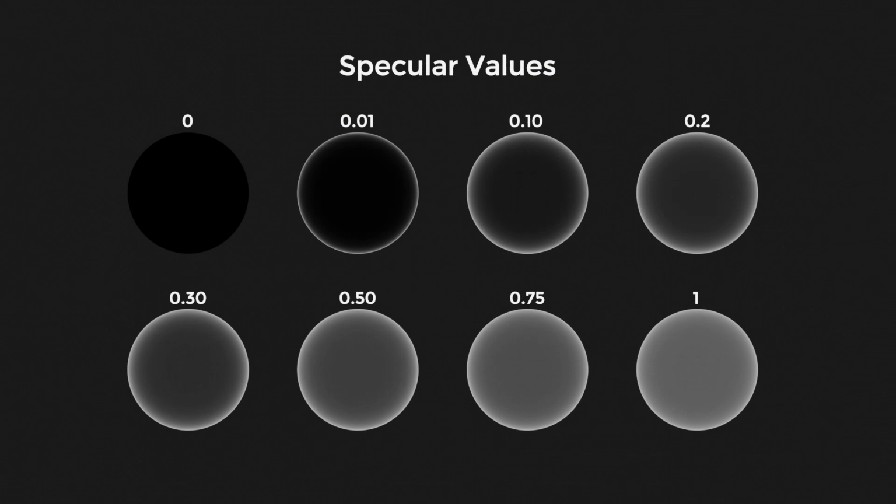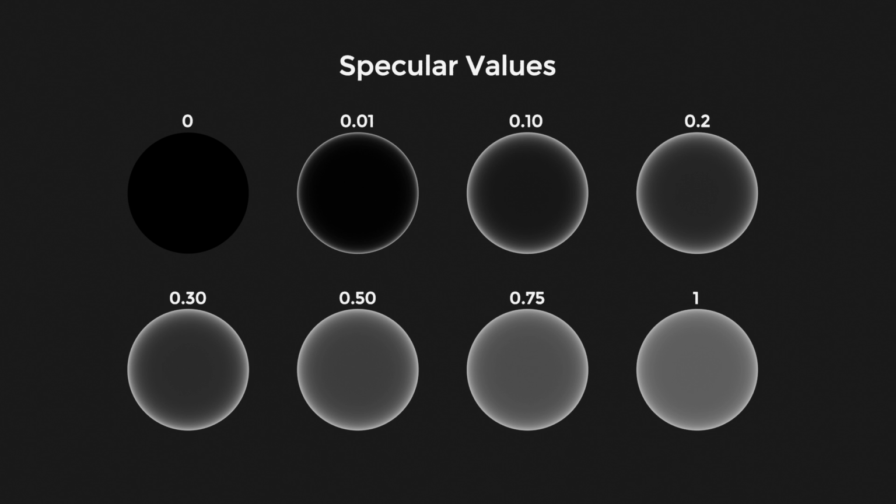Now this graphic here shows spheres with different specular values. The white represents the amount of specular reflection at each value. So you can see the specular slider isn't just a strength slider for reflection, which it might seem like at first. It actually produces specular reflection based on the type of material and the angle light hits the surface.